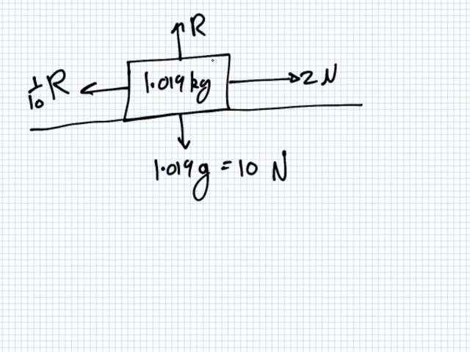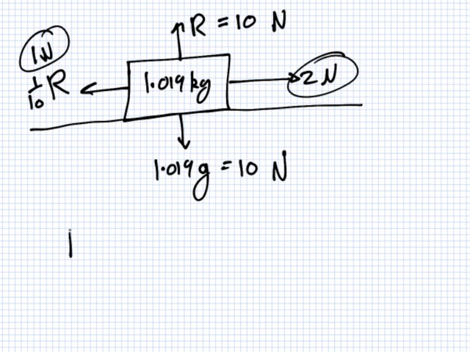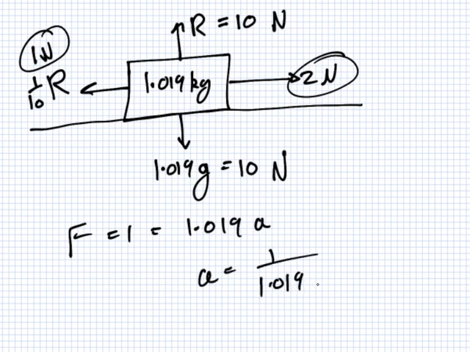It's 10 newtons. So the reaction force is 10 newtons. So the friction force is 1 newton. So 1 newton left, 1 newton right, total force 1 newton, which equals ma. So the acceleration is 1 over 1.019. What's that, please? 0.981.